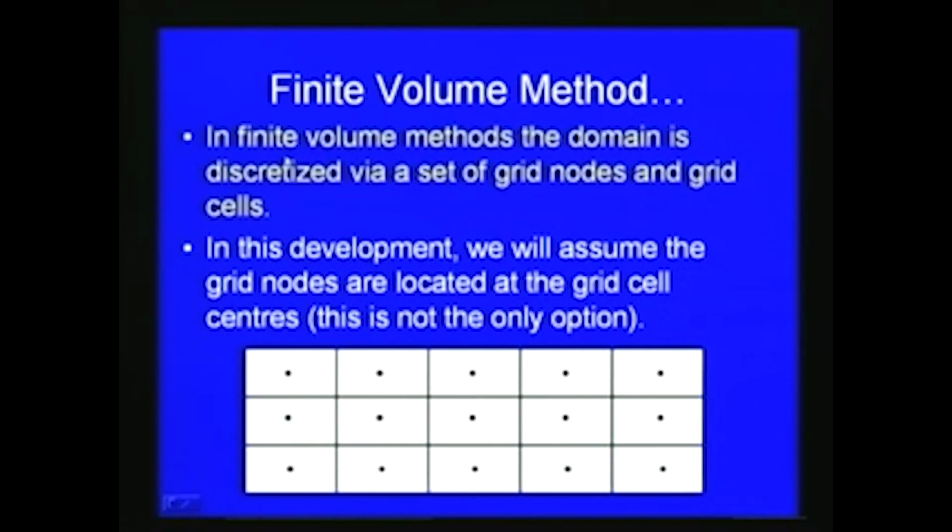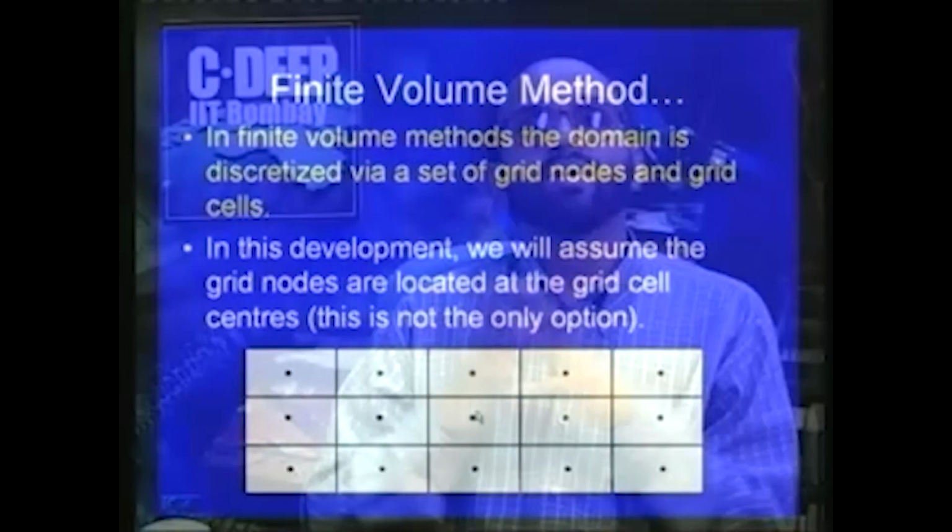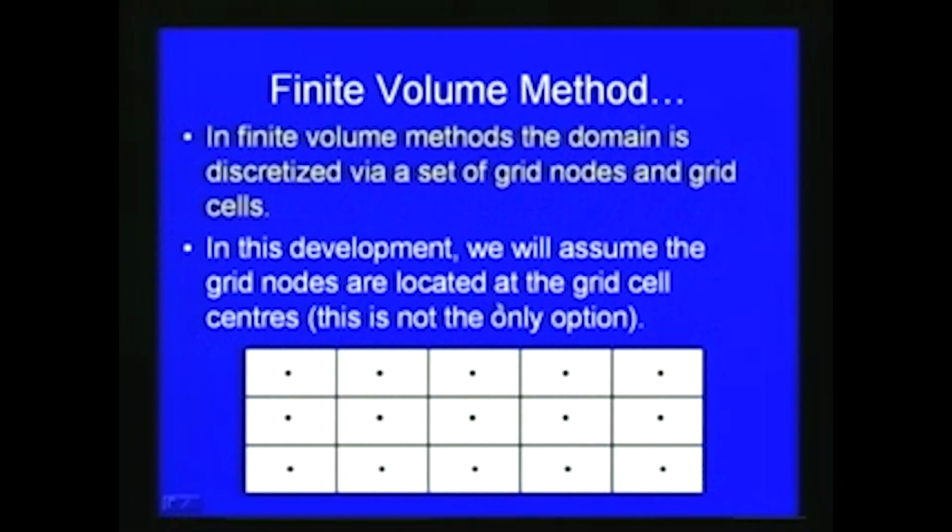By using the finite volume method, we consider individual cells like this. It can be a regular cell structure like this, rectangle or square, or we can have any shape of cell. In the finite volume method, the domain is discretized as a set of nodes and grid cells. The nodes can be at the intersections or at the middle. Here we will assume the grid nodes are located at the grid cell centers. This is not the only option; the other way is also possible.